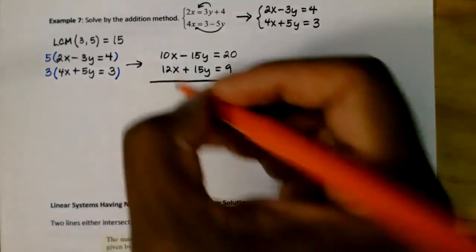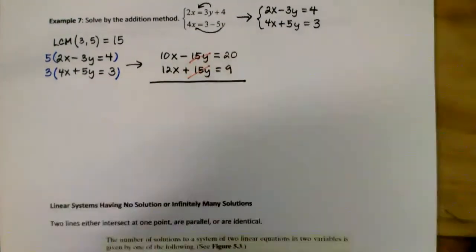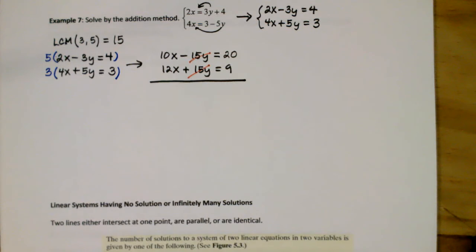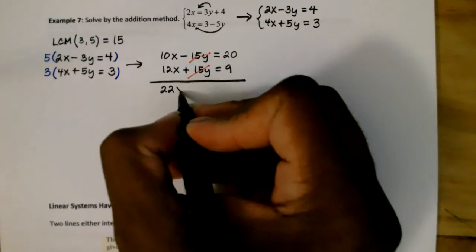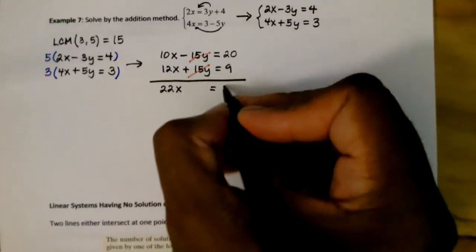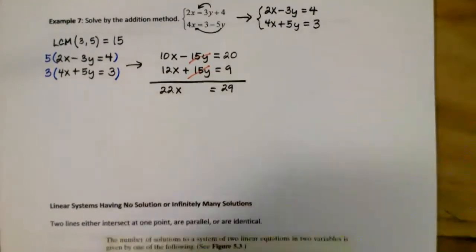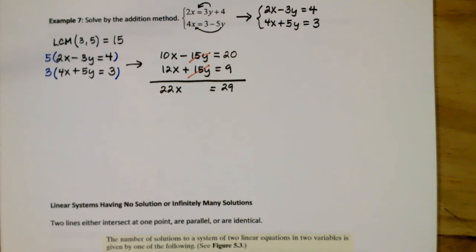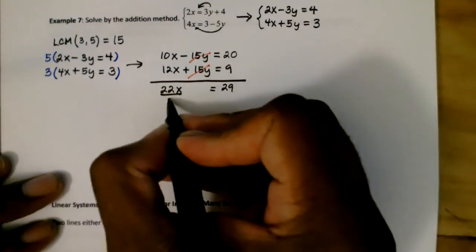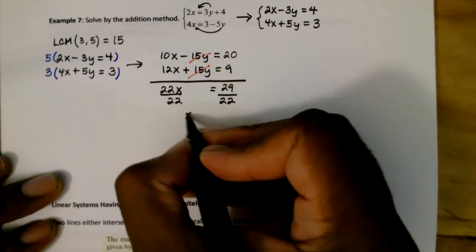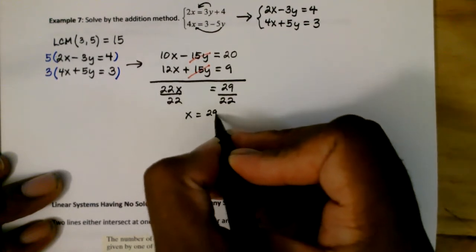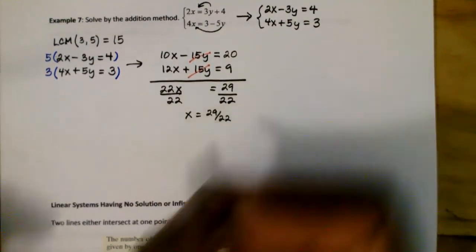Okay, so combining these two will cause the 15y and the minus 15y to be eliminated. And then if I add 10x and 12x, that's 22x equals 20 plus 9, 29. So I got 22x is equal to 29. But when I divide both sides by 22, I'm going to get a fraction. X equals 29 over 22.